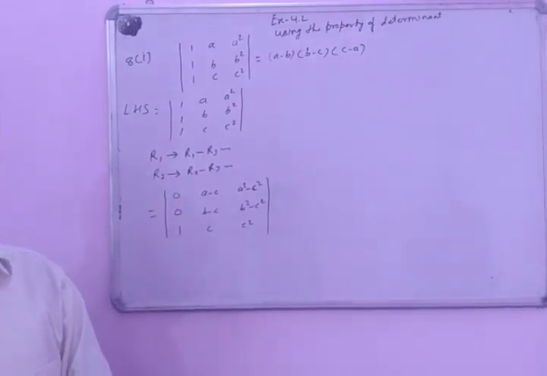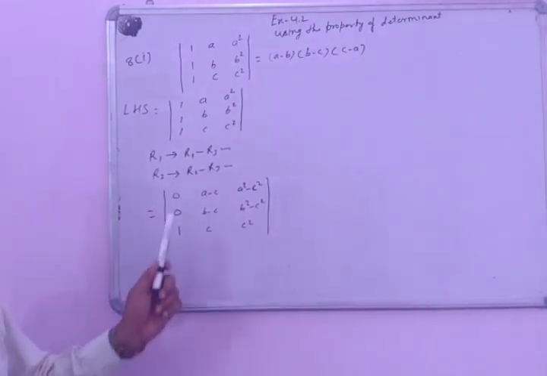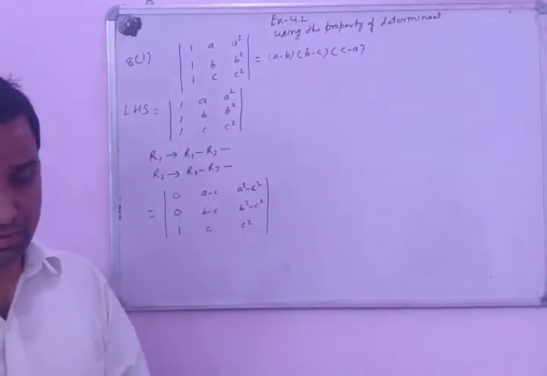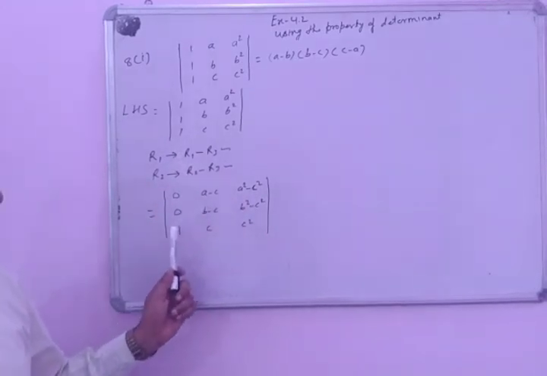Maximum two operations can be done at one time, not three. Suppose you are using R3 also, don't use R3. Maximum 2 operations at one time is possible, not 3. So I have applied 2 operations maximum, and R3 is left.